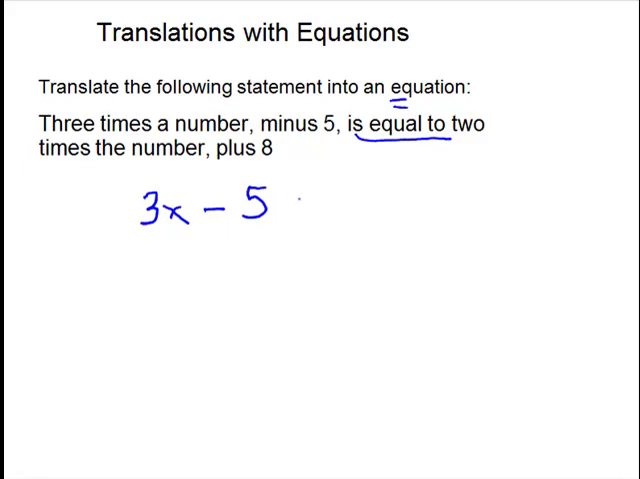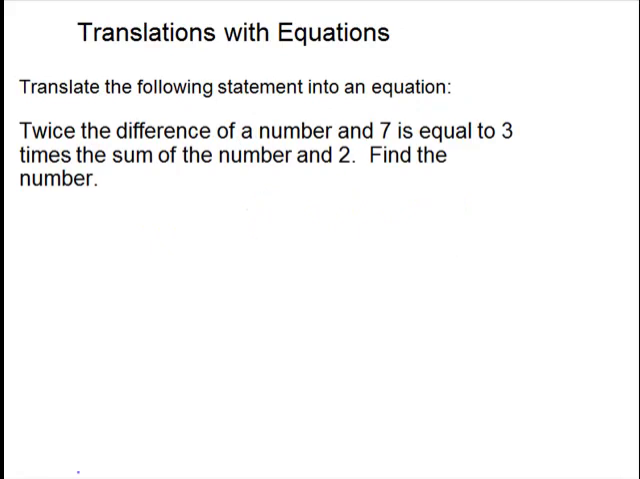Now we have our is equal to. 2 times the number, and then there's a comma, so 2 times the number would be 2x. So that piece is done, and then plus 8. So there's your translation.